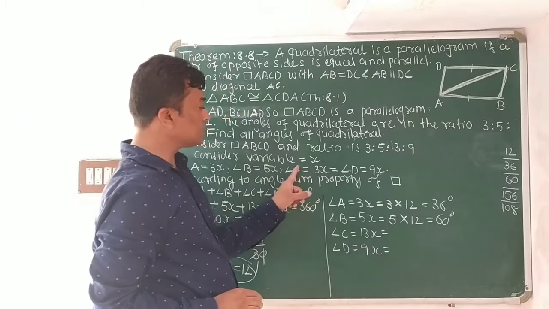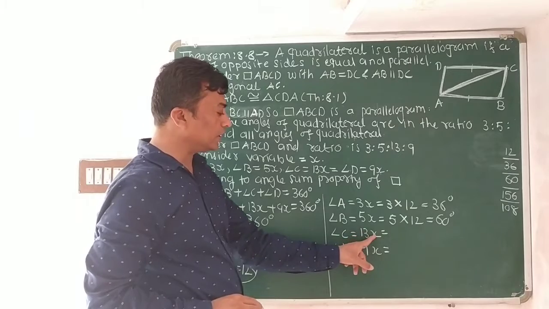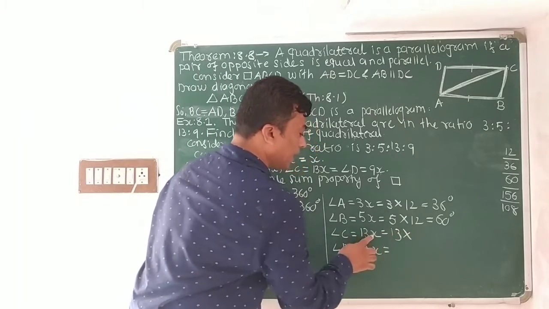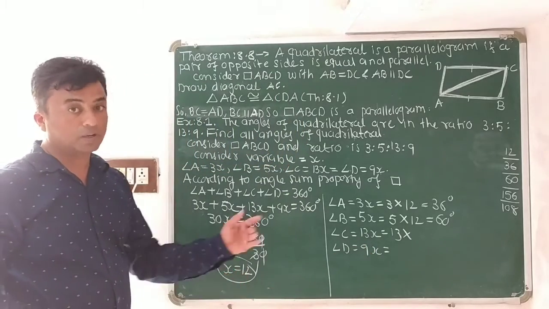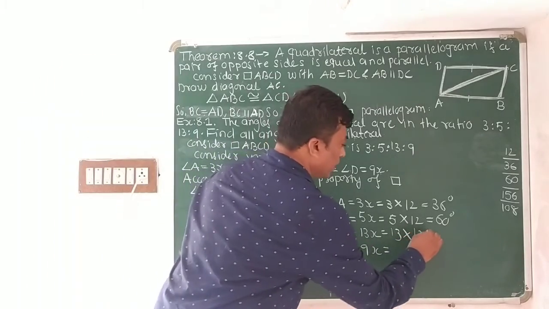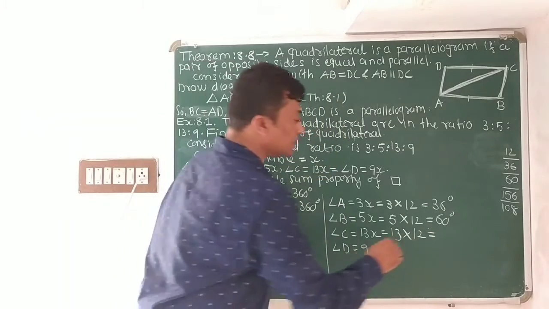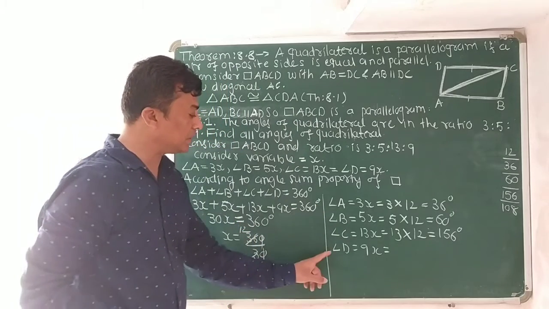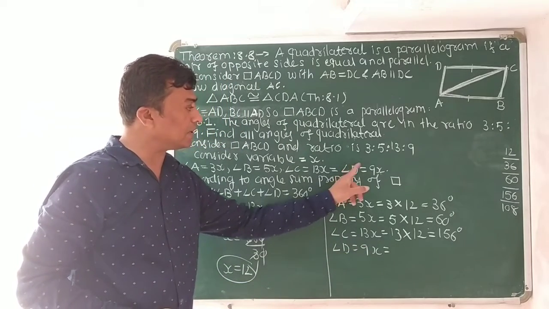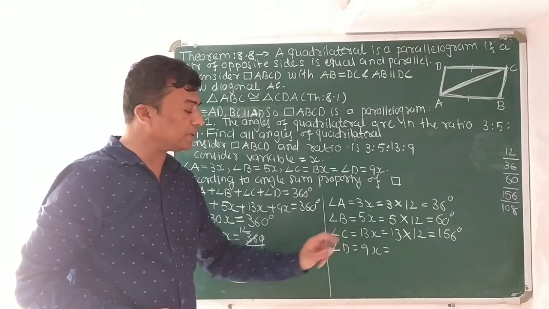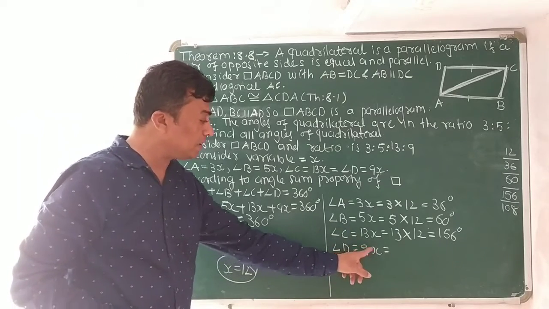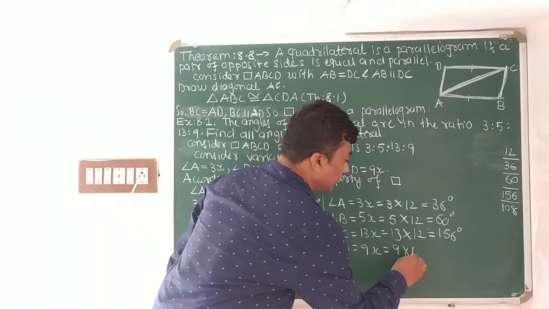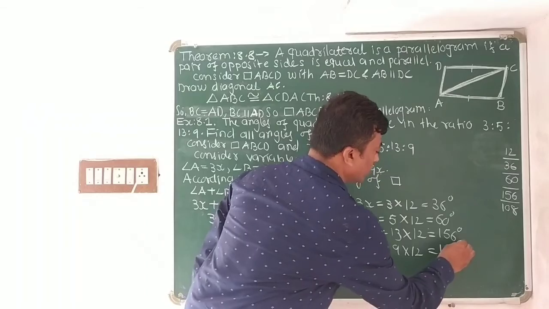Angle C is equal to 13x. So 13 multiplied by x, x is equal to 12, already we identified. Now 12 multiplied by 13, its answer is 156 degrees. Angle D is equal to 9x. So 9 multiplied by 12, its answer is 108 degrees.